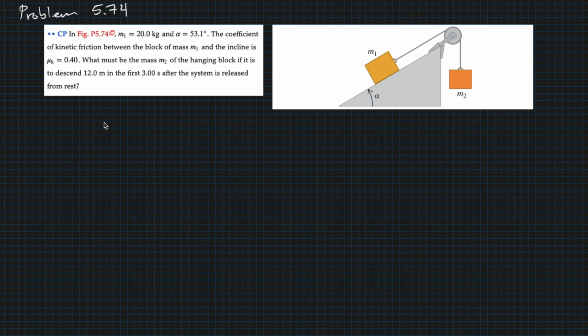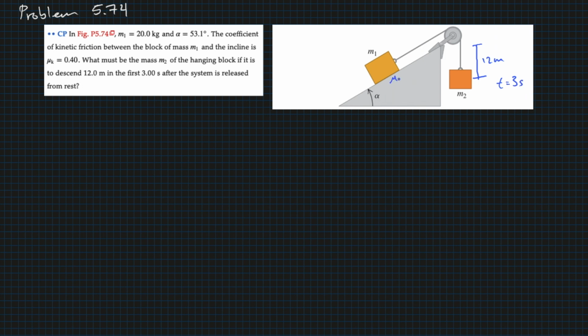We want to know what the mass of M2 is, the one that's hanging off the edge there, if it descends 12 meters in the first 3 seconds after the system of both blocks has been released from rest. So a little bit more complicated here. I'm just going to label some things. I'm going to say that at some point up here is where M2 started and descended 12 meters. It took some time of 3 seconds to do that.